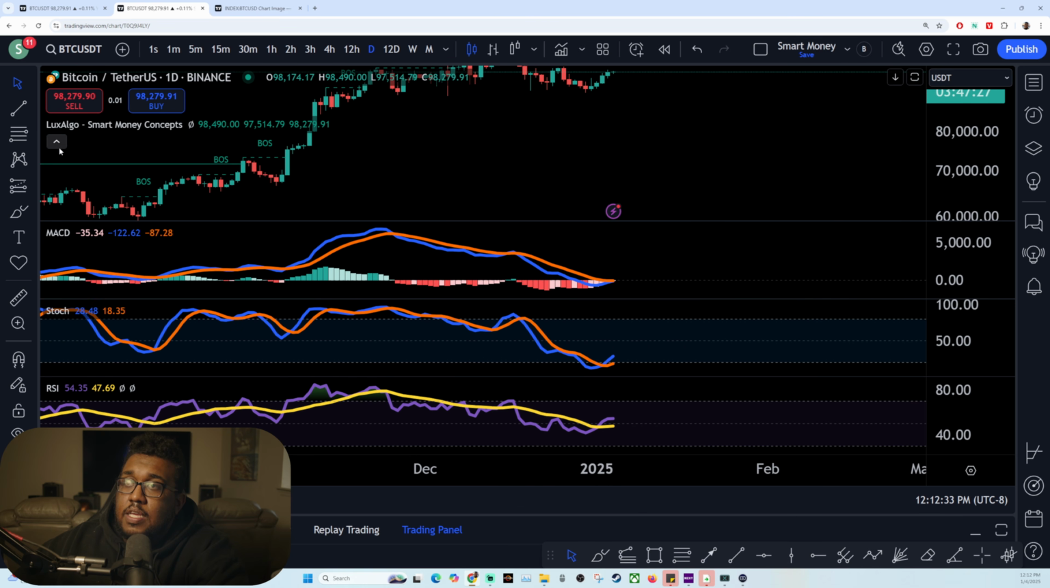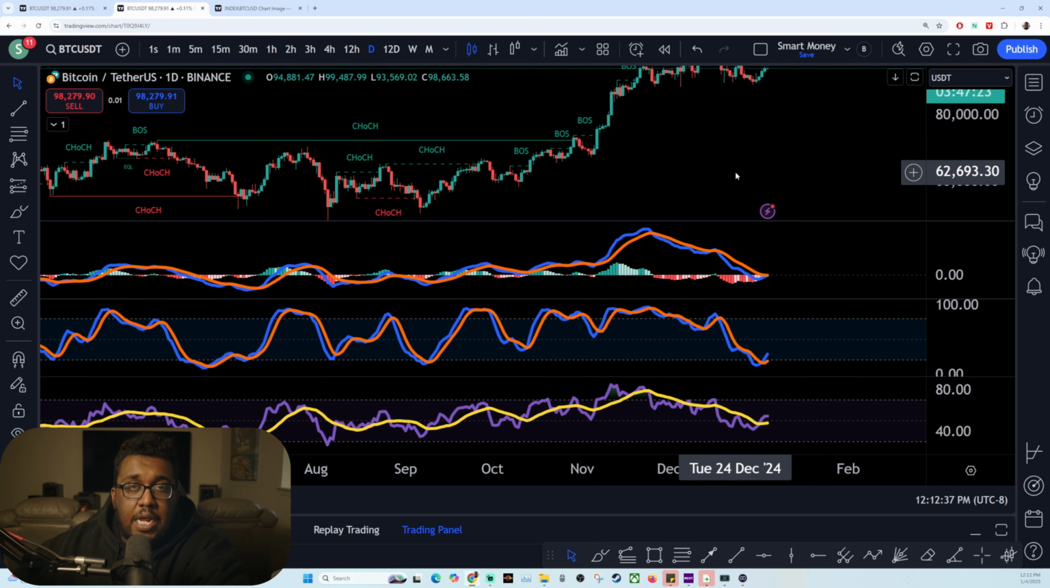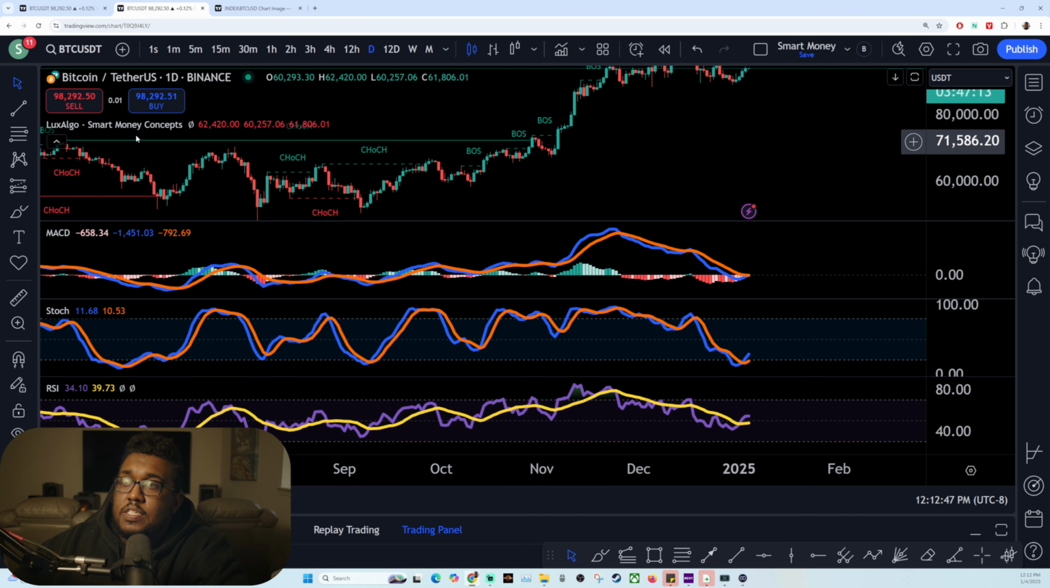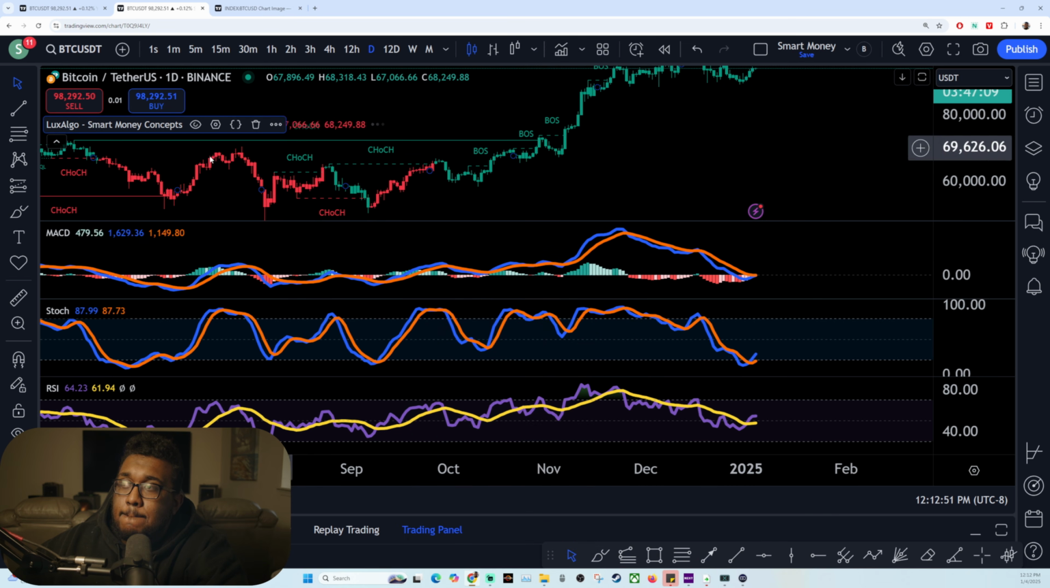So the key here is understanding levels of resistance, support, and momentum. And if you want to add on something here for longer term trades, you guys can also add on Fibonacci levels. However, the key is, and actually for this tutorial, I'll put colored candles on just so it makes a little bit more sense. There you go.